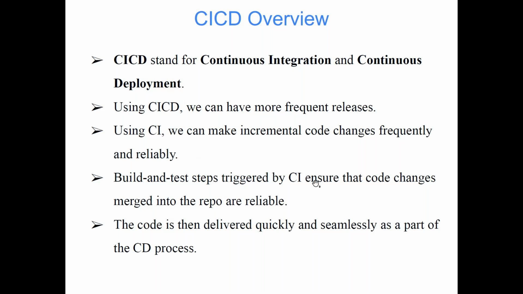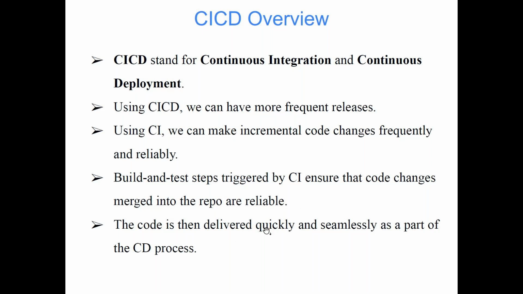Okay, so you can see that using CI, continuous integration, we can make incremental code changes frequently and reliably. You can trust that this code will be properly tested and verified before deploying into production, and you can have more frequent releases. Build and test steps triggered by CI ensure that code changes merged into the repo are reliable. That's a very important step, because suppose your code deployed last Friday is working perfectly fine. Now this week we worked on one small change. If we blindly try to release that change, it may affect our previous version also if something is wrong, right? So whatever small change you are planning to deploy should be tested and verified, and that's also part of your CI/CD process.